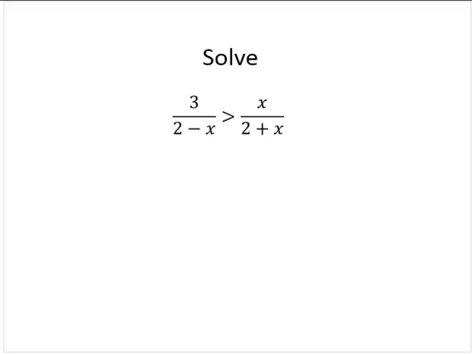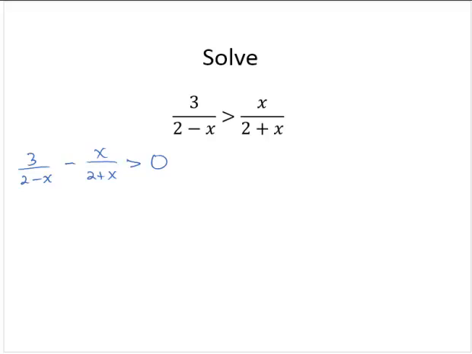Solve the inequality: 3 over 2 minus x is greater than x over 2 plus x. The first thing we'll do here is get this to 0. Let's compare to 0. So let me subtract the x over 2 plus x from both sides. So then that would give me 3 over 2 minus x minus x over 2 plus x is greater than 0.